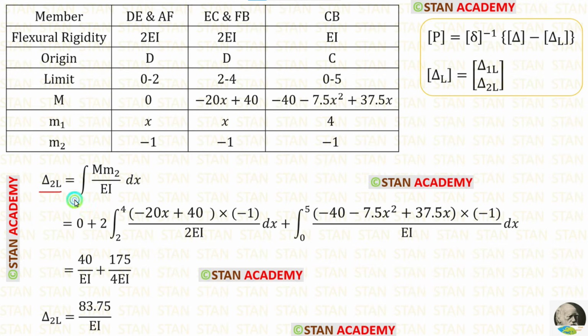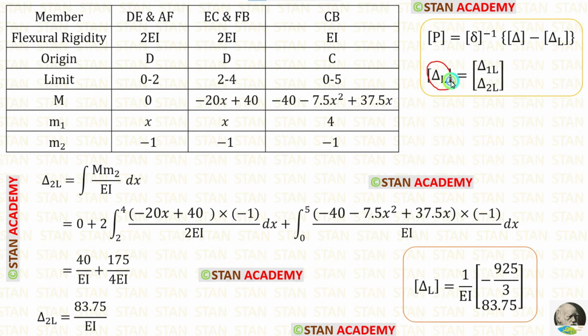The formula is integration of M, small m2 upon EI dx. Let us apply these values in the formula. Finally, after the calculations, we are getting delta 2L, which is equal to 83.75 upon EI. In the delta L matrix, we have found both of the values.